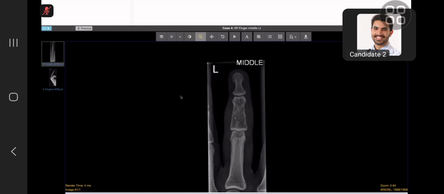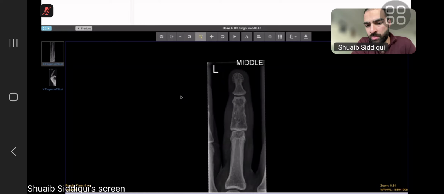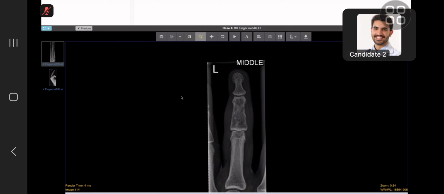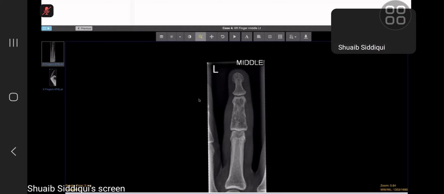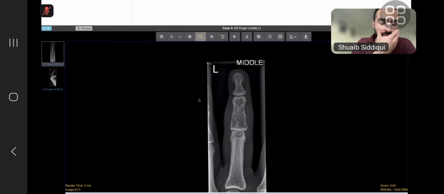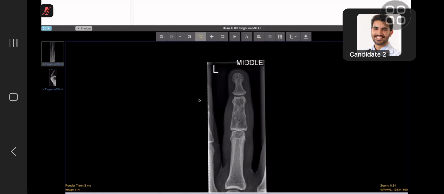So I need to further investigate this patient. Okay, so do you think this is aggressive or benign? It is aggressive in nature, so it can be either infection or an aggressive bony lesion. Okay, what makes you say it's aggressive versus benign? Because of the permeative pattern of the destruction or the lytic lesion, also the surrounding soft tissue involvement.